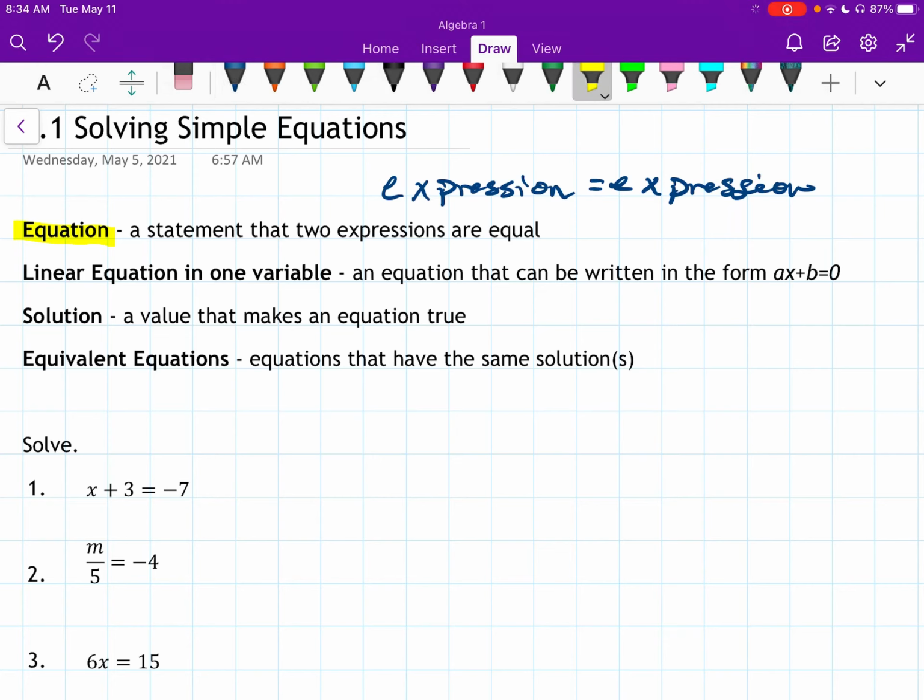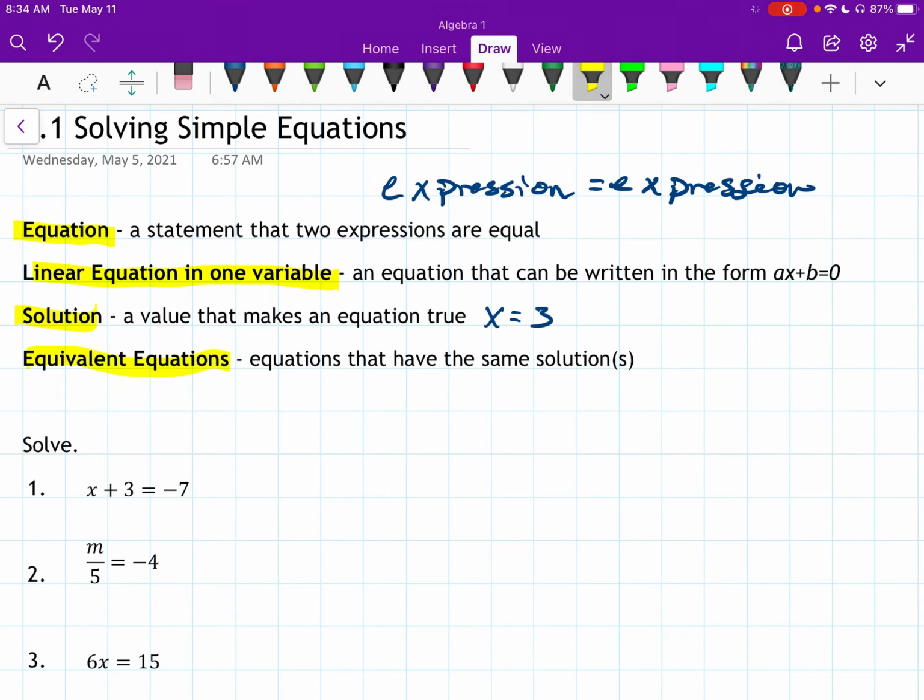A linear equation in one variable is an equation that can be written as ax plus b equals 0. All right. Another way to think about that is that it's an equation, meaning that it has an equal sign in it, and it only has one variable listed. A solution is what you get when you solve. It's the value that makes the equation true, right? So a solution might be like x equals 3. That might be a solution.